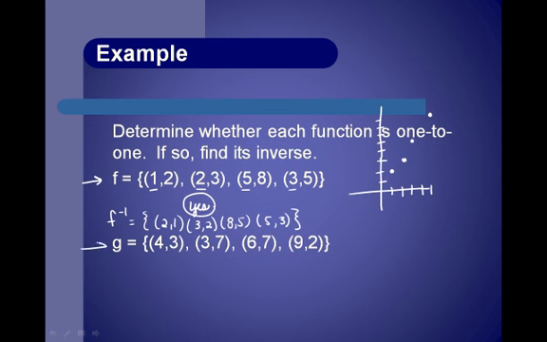Okay, let's do example 2. Is this one one-to-one? Well, the x values are all different, so we're good there. But notice we've got an x value of 3, which gave us a y value of 7, and we've got a different x value of 6, which gave us a y value of 7. Because we had two different x values that gave us the same y value, that means this function is not one-to-one.